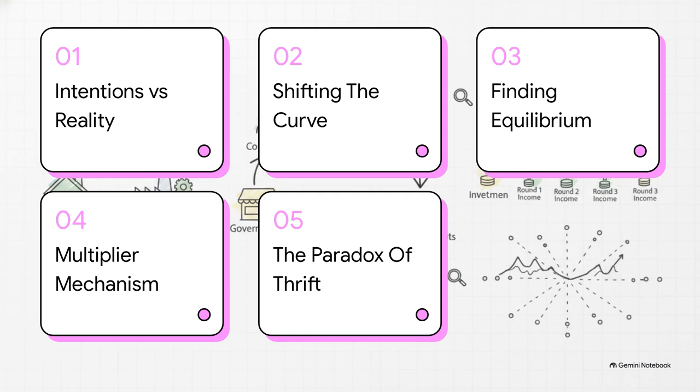First, intentions versus economic reality. Second, shifting the economic curve. Third, finding the economic equilibrium. Fourth, the multiplier mechanism. And finally, number 5, the paradox of thrift.